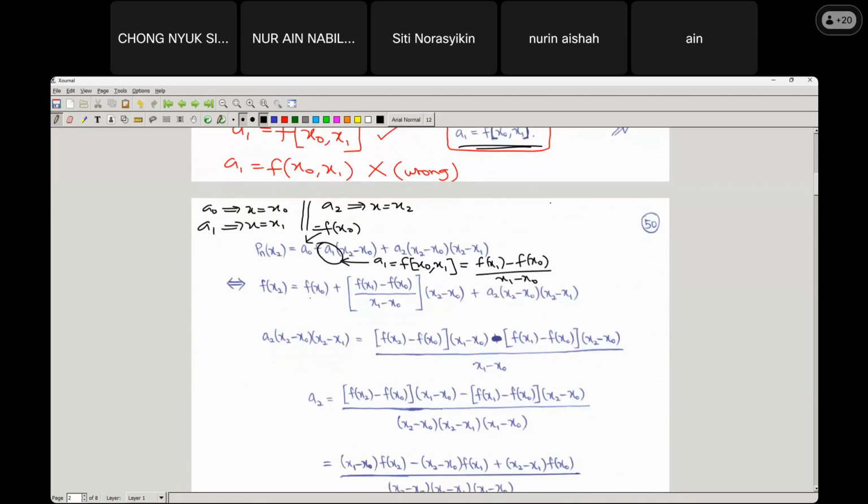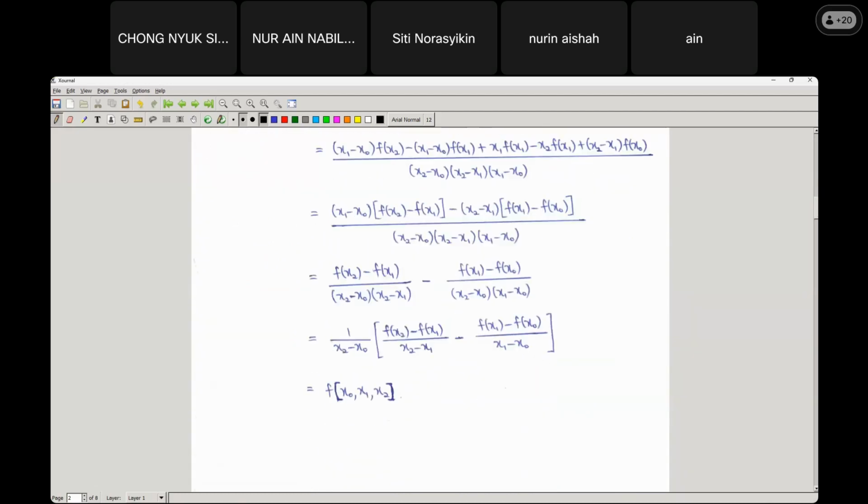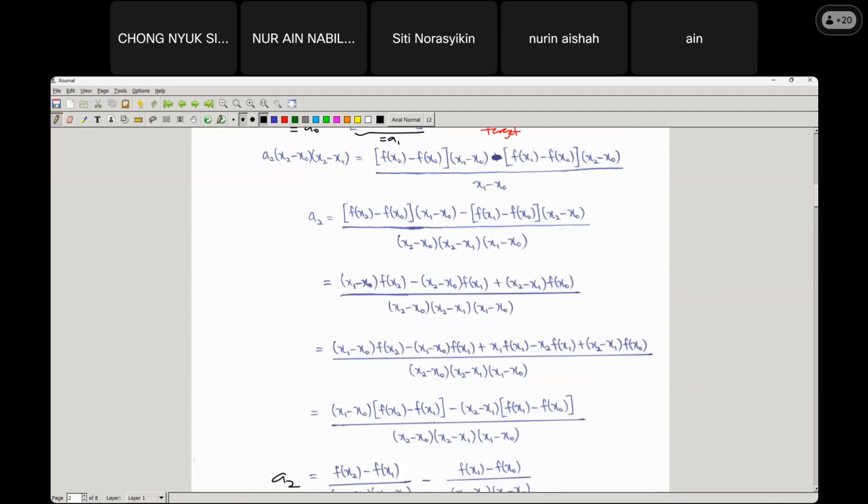So you substitute into the equation. We know that this is our A0 and this is our A1, and A2 will become our target. We want to find A2. P(x2), this one we know, is equal to f(x2). So with all the information that you have, you do some math calculation. The computation here I will leave for you. You should be able to do this.